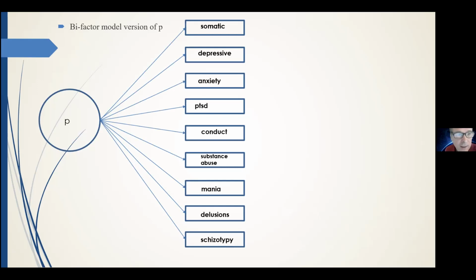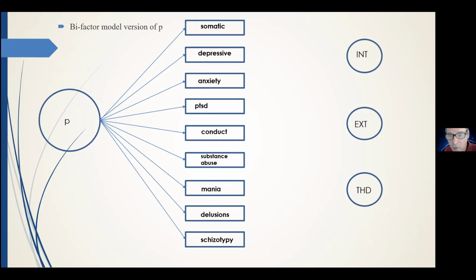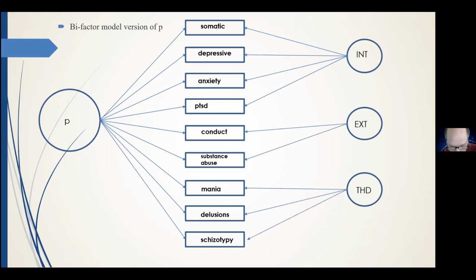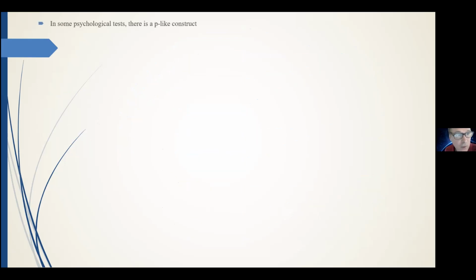Now in the bifactor model, not only do you get the general non-specific factor, but you also get more specific factors that are statistically independent of P. These are often called internalizing, which is said to explain comorbidity between somatic, depressive, anxiety, and PTSD presentations; externalizing, which explains comorbidity between conduct disorder and substance abuse; and thought disorder, which would explain comorbidity between, say, mania, delusions, and schizotypy.